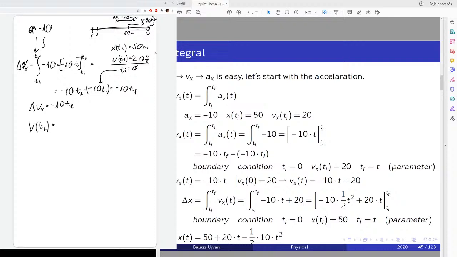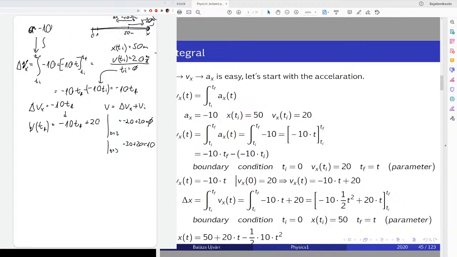The speed is the delta Vx plus my initial speed. This delta Vx is minus 10 Tf plus 20. So for example, at t equal 2, my speed is minus 20 plus 20 equals 0. Means at t equal 2, I'm stopped. But at t equals 3, my speed is minus 30 plus 20, means minus 10. So I start to move backwards along the x-axis.